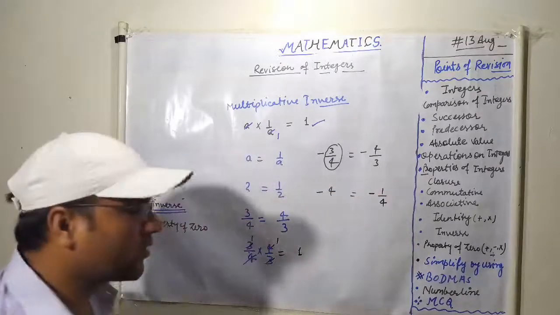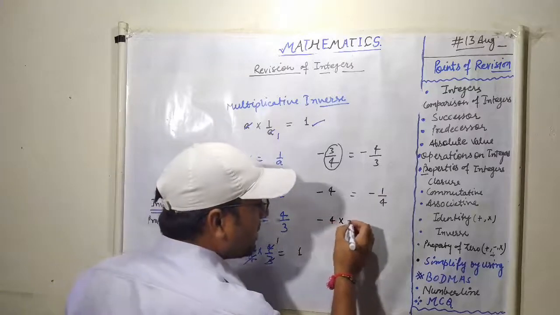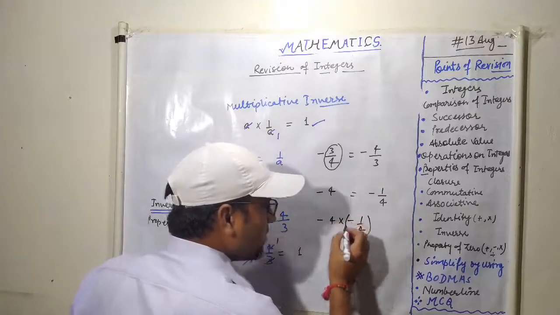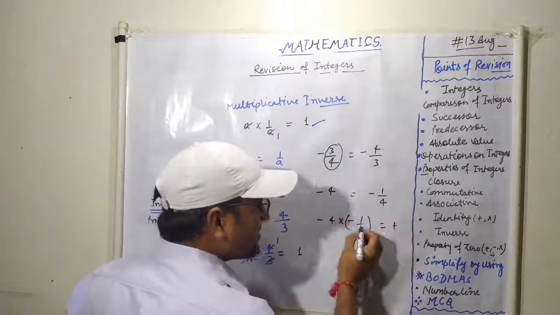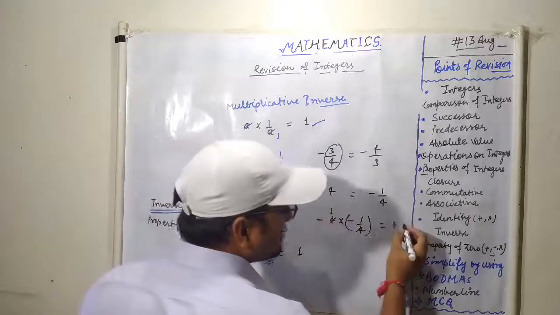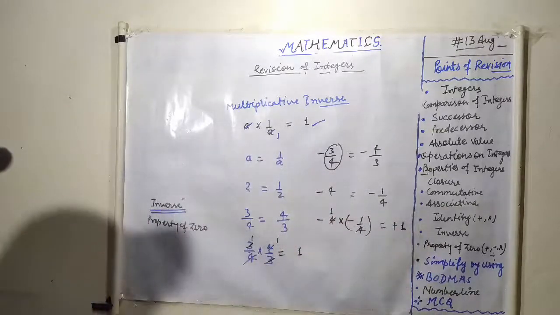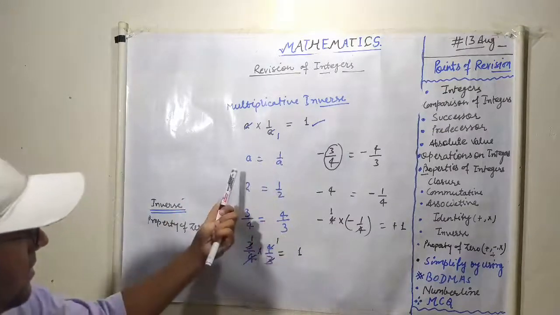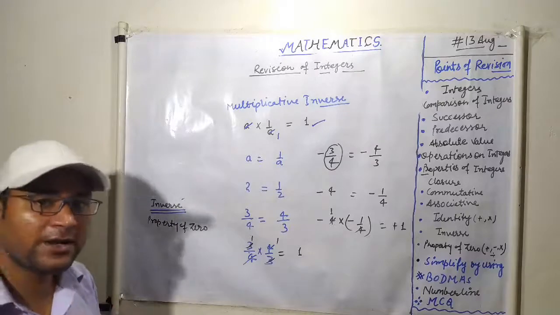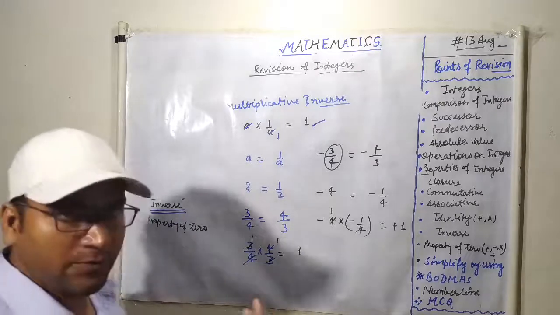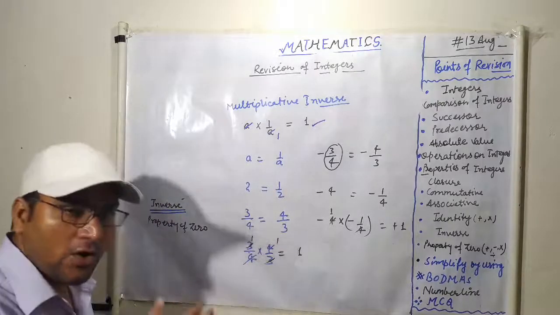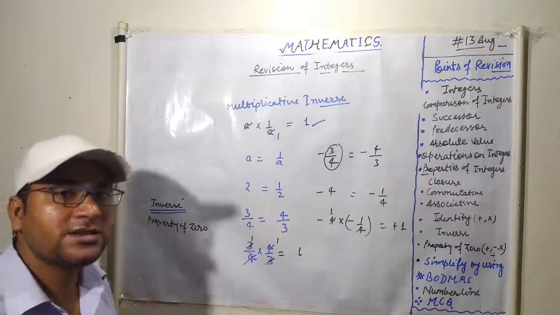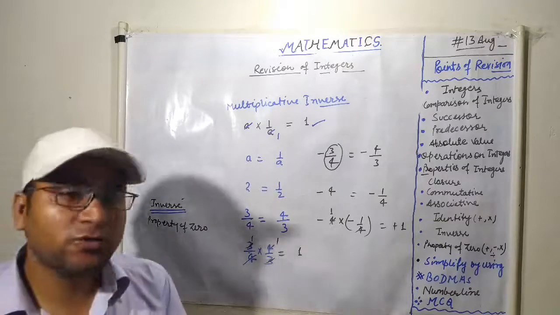What is the multiplicative inverse of minus 4? That is 1 upon 4 with a minus sign, minus 1 upon 4. Minus 4 is multiplied by minus 1 upon 4. Minus multiplied into minus gives plus, and 4 is cancelled out by 4. You will get 1 here also. So when a pair of numbers is multiplied and your result is 1, then one number is said to be a multiplicative inverse of the other.